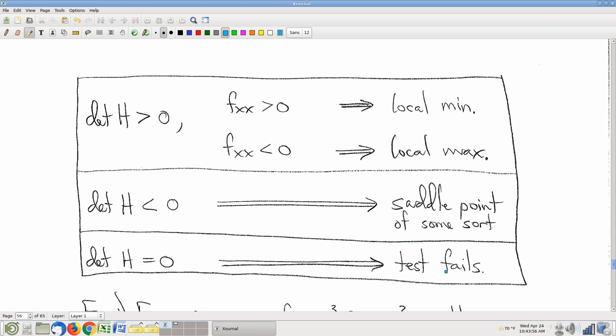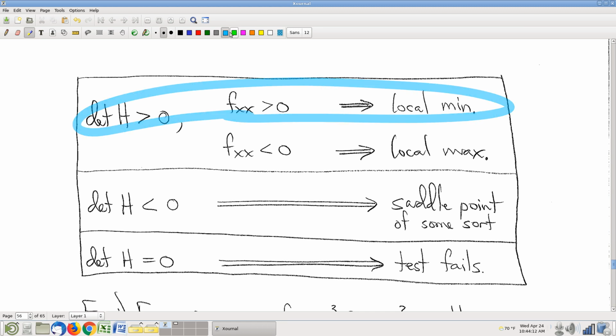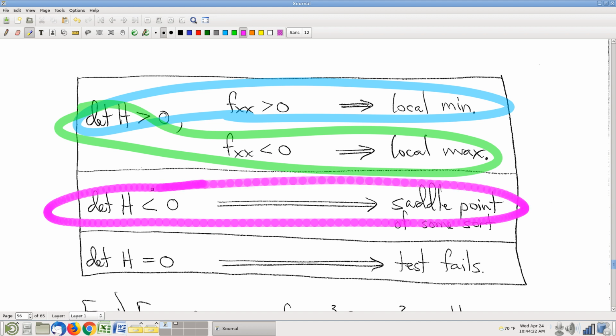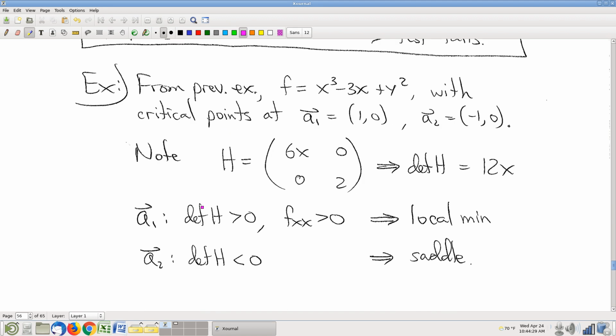By the way, also notice I didn't write this down, but there's a missing case, kind of the gap in between here. What if that second partial is 0? Test fails. We don't know. Let me say it better. These are the only cases that we're addressing and making comments on what it all means. Okay, so a quick example.